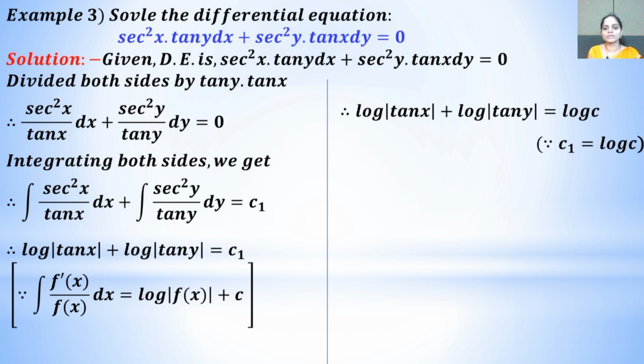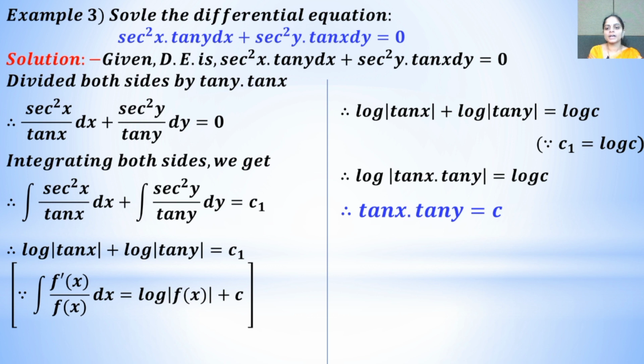Since c1 is equal to log c, we know log m plus log n is equal to log mn. So, we use this formula in this expression. We get log of tan x into tan y is equal to log c. Also, we know that if log m is equal to log n, then m equal to n. So, it becomes tan x into tan y is equal to c, which is the general solution of the given differential equation.